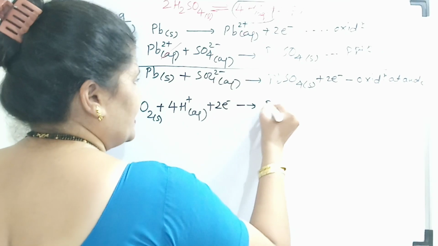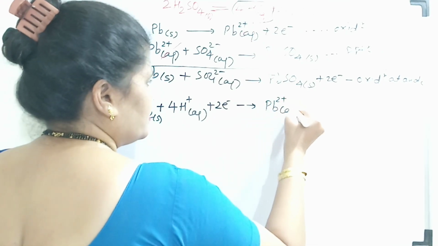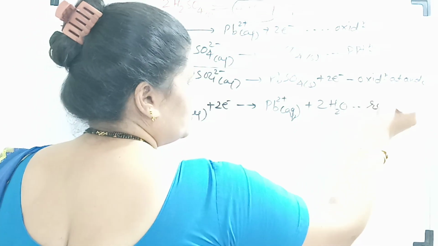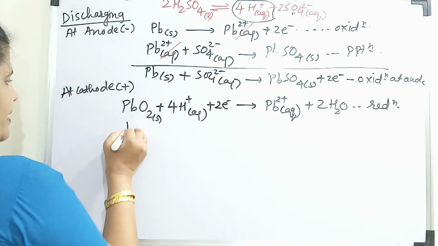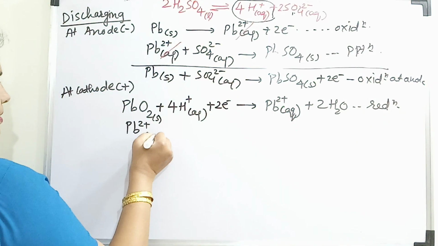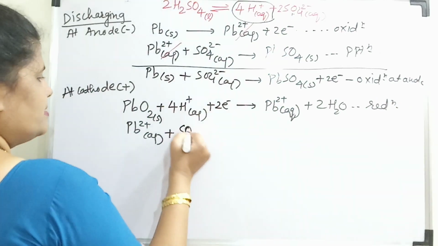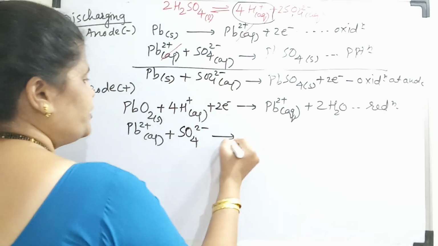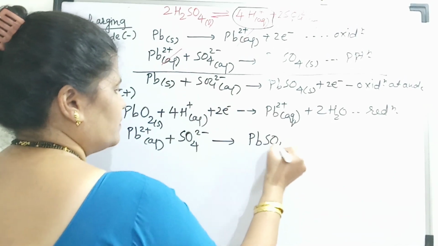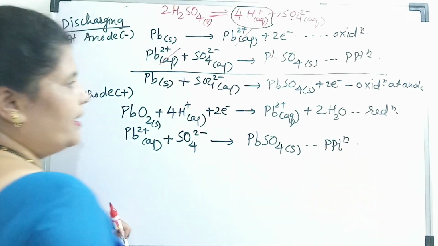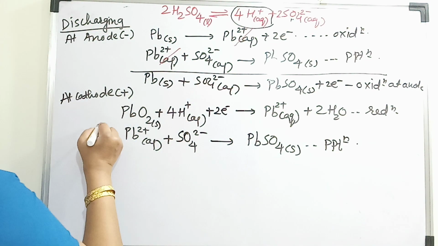And what I will get is Pb2+ plus 2 moles of water. What is this reaction? It is reduction. Again, Pb2+ will combine with the remaining SO4 2- ions, and it will give me PbSO4. This is precipitation. You find here reduction is again followed by precipitation.